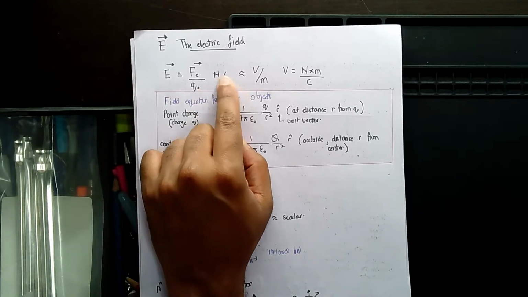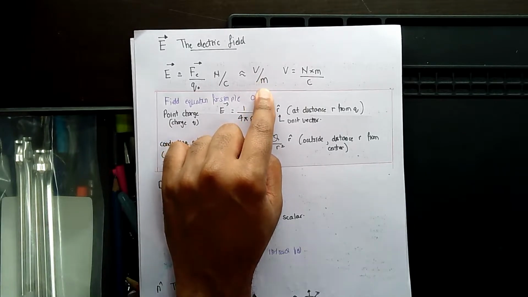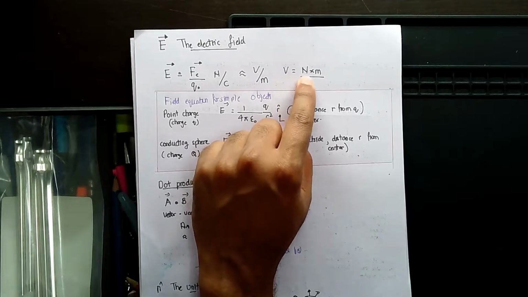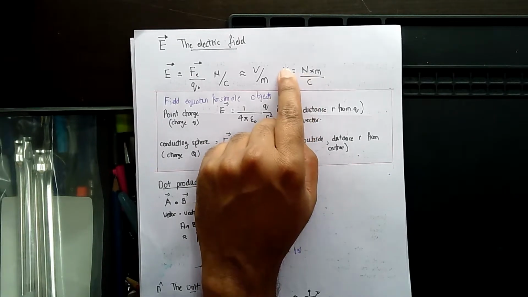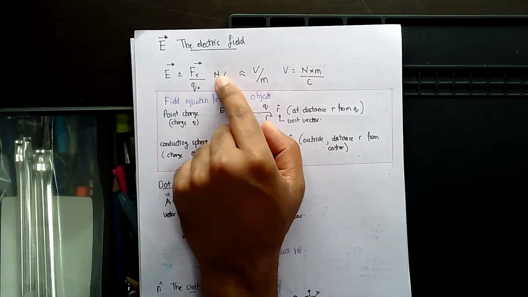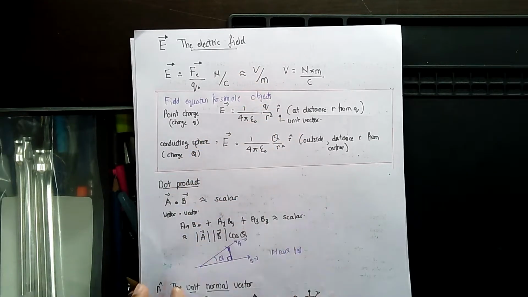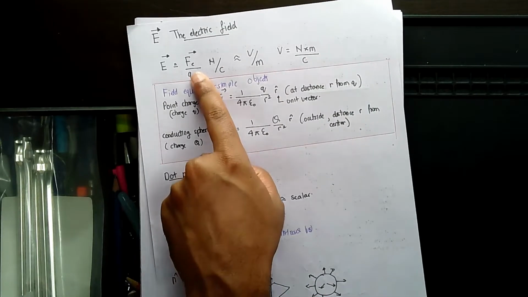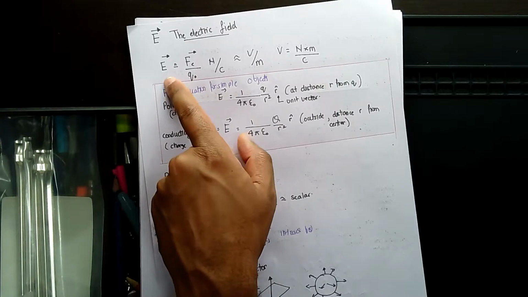Now, if you really want to know what Newton per coulomb really is, this is voltage per meter. You could basically say that voltage is equal to Newton meter divided by coulomb, and if you take the Newton, it's volt divided by meter, or Newton per coulomb is nothing but volt per meter. So this is basically what this equation implies. And there are a few calculations that we can make from this electric field.